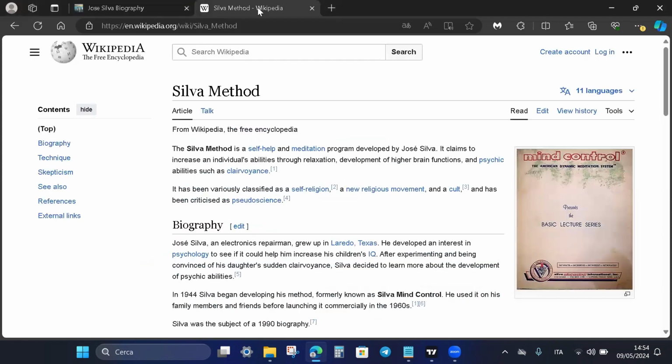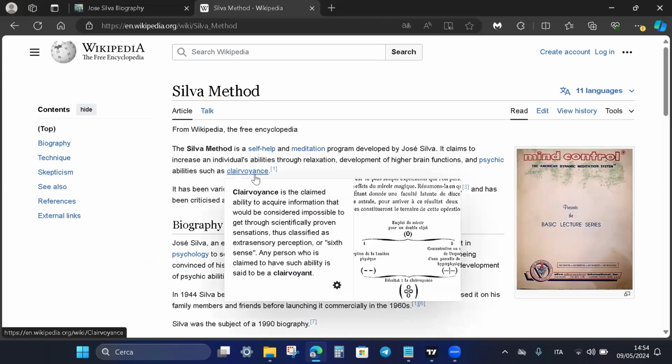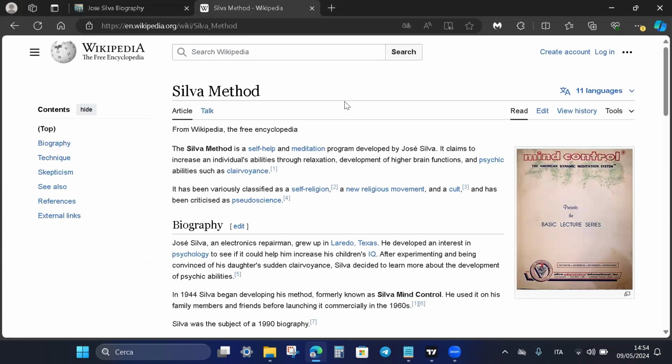Let's take a look. So, the Silva method is a self-help and meditation program developed by Jose Silva. It claims to increase an individual's abilities through relaxation, development of higher brain functions, and psychic abilities such as clairvoyance. This is all a big promise.